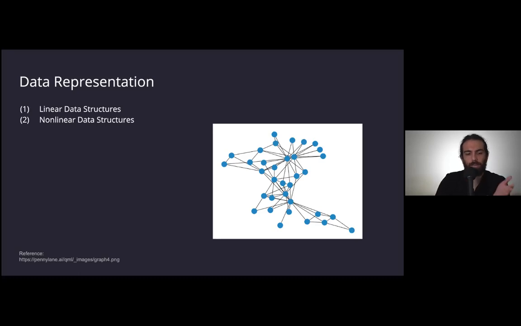Now, to understand nonlinear data structures, or both of these data structures, you have to look into discrete mathematics. In particular, set theory and graph theory. And for nonlinear data structures, just graph theory. Just the basic concept of edges and vertices will do.